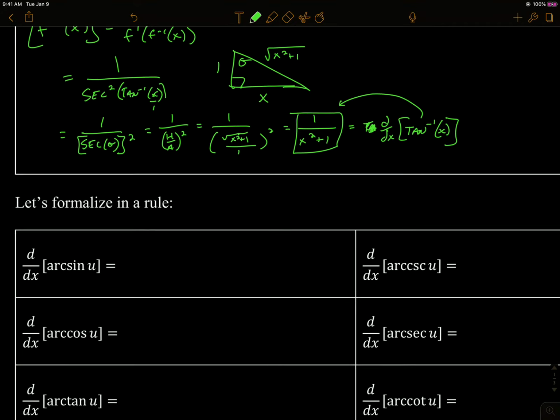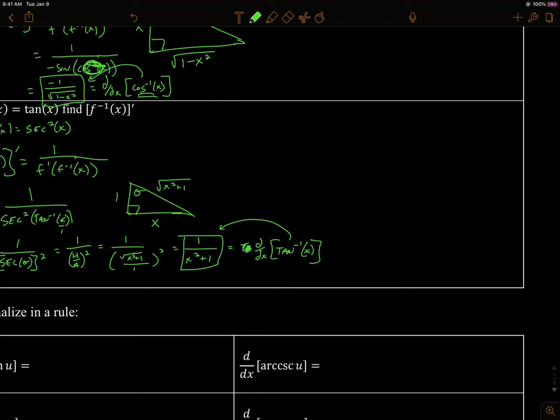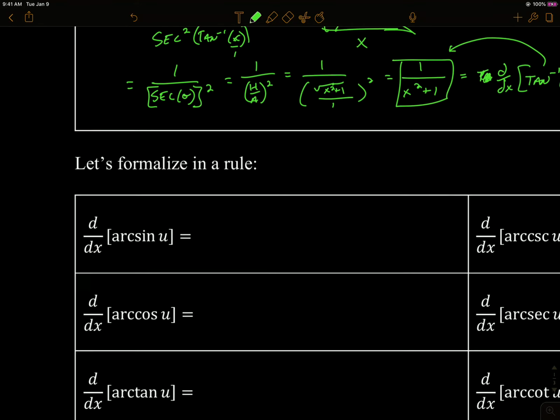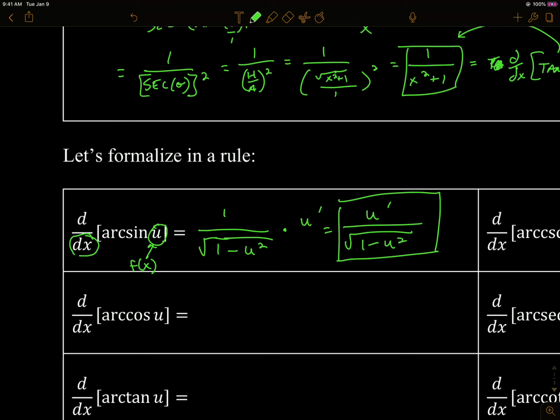Okay, let's formalize in a rule. First of all, of course, we're going to now consider chain rule as well. So when I do arc sine, that was 1 over the square root of 1 minus x squared. But I'm going to put u, because when we write u here and we have dx, we're implying that that's some function of x in there. So then it's going to be times u prime. And some people may even write the u prime in the numerator because you can multiply the 1 times the u prime. All right, so that would be our derivative for inverse sine.